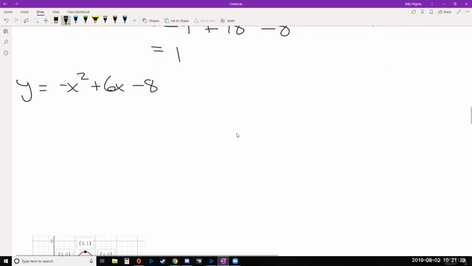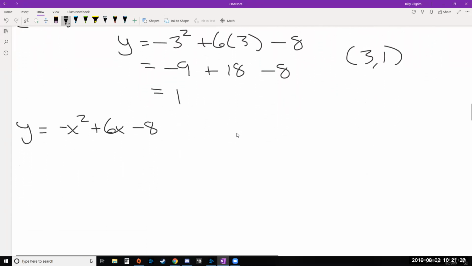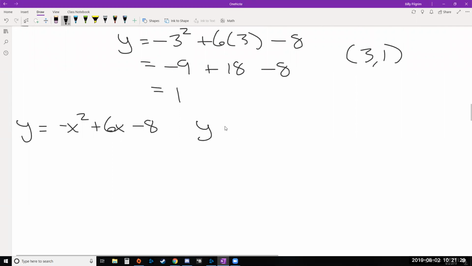Okay, this is our equation. Oops, don't want to show the graph yet. We want to find the intercepts. So for the y-intercept, we'll do that one first, nice and easy. Remember, if you're on the y-axis, that means your x-coordinate is 0. So all you have to do is take your equation and plug in 0 for x.